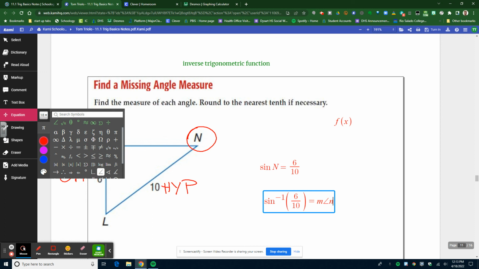Does anybody happen to know what the inverse sine of 6/10 is? Yeah, me neither. I got you right here. So we're going to copy and paste, but just this left-hand side, and let's make that a capital N, into Desmos.